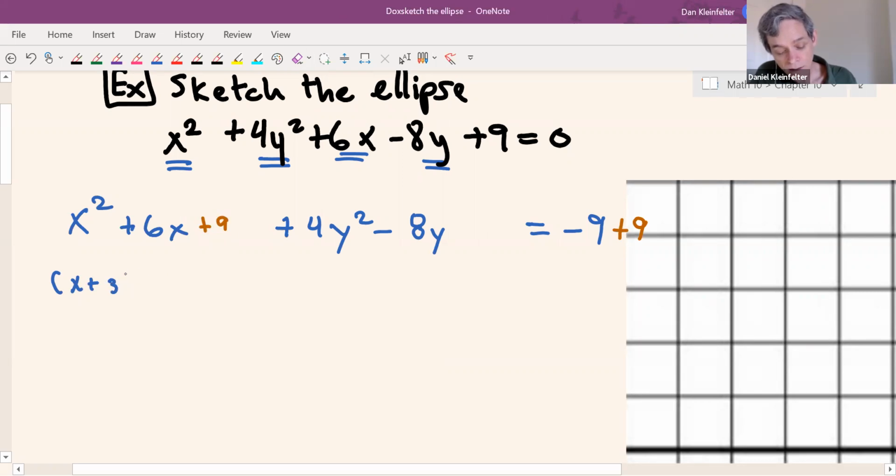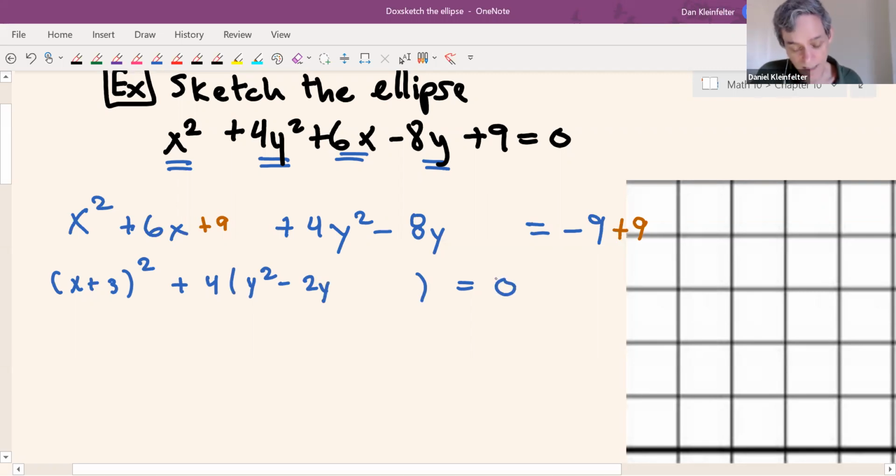And then for the y part, you'll notice that the coefficient is a 4. So I'm going to factor that 4 out so that we'll just have y squared minus 2y, and that's still inside of parentheses. Our right side, negative 9 plus 9 is 0. So that'll change here in a second.